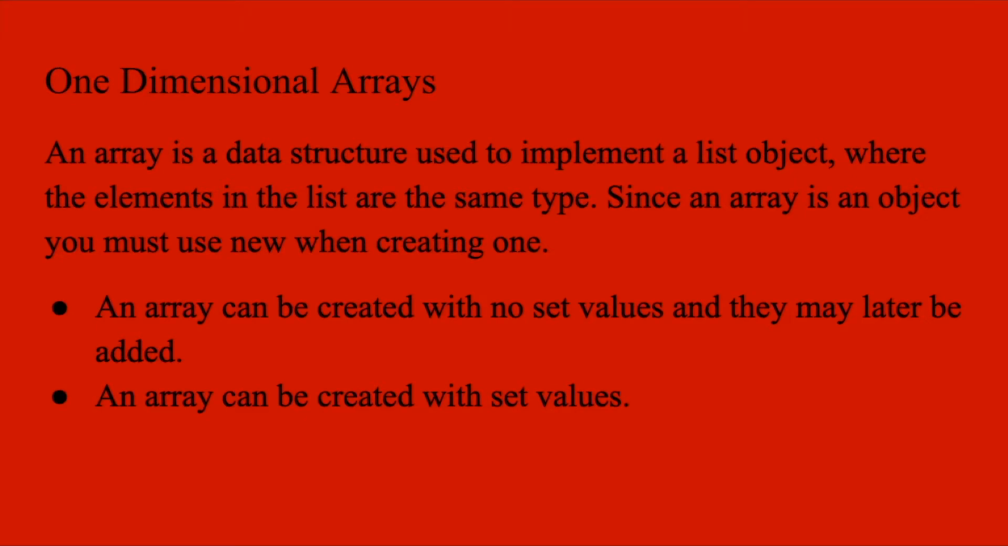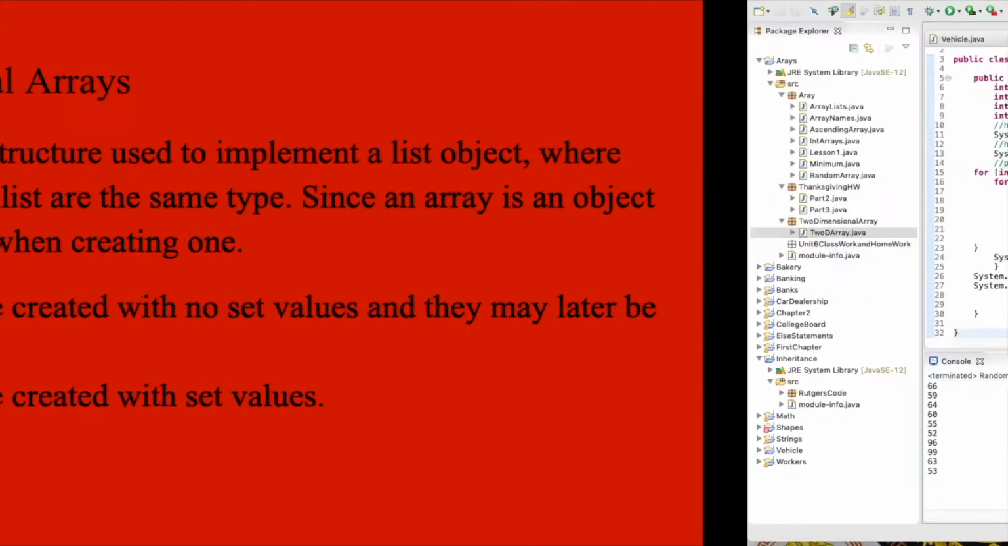Let's start with the one-dimensional array. An array is a data structure used to implement a list object where the elements in the list are the same type. Since an array is an object, you must use new when creating one. An array can be created with no set values and they may later be added. An array can also be created with set values.